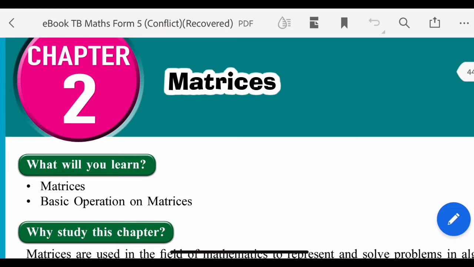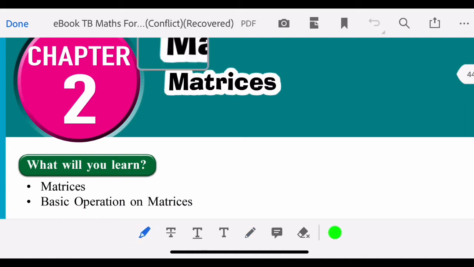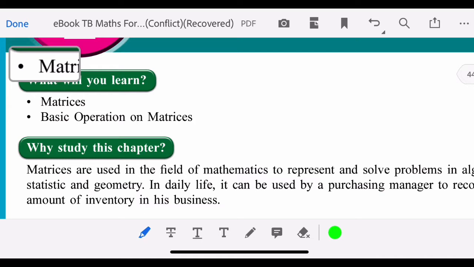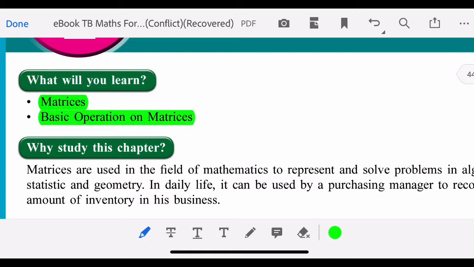Today I would like to start with a new chapter which is Matrices. Okay, chapter 2 Matrices. So this topic is actually very important. What you will learn in this topic is of course matrices, and also basic operations on matrices. Basic operations means plus, minus, multiplication or division.